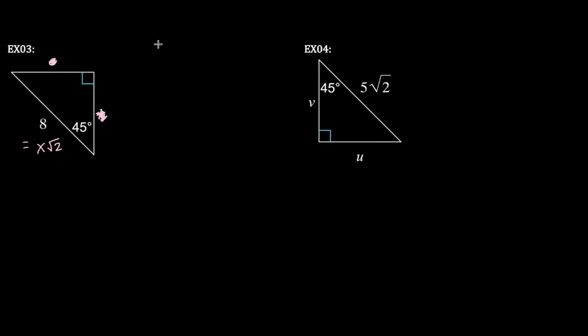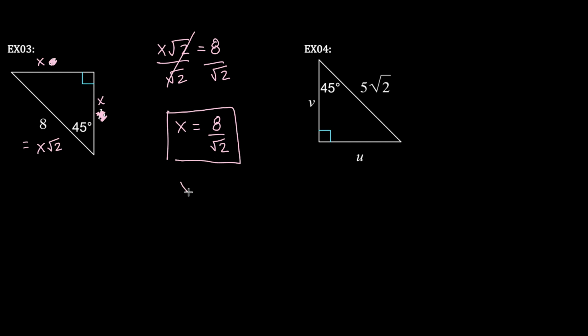So this is x square root of 2. So I'm going to put x square root of 2 is 8. So that means if this is x and this is x square root of 2, I can just divide by square root of 2 on both sides, and I get x equals 8 over square root of 2. You can approximate something if you want, but I'd be cool if you just label this like this: 8 over square root of 2.